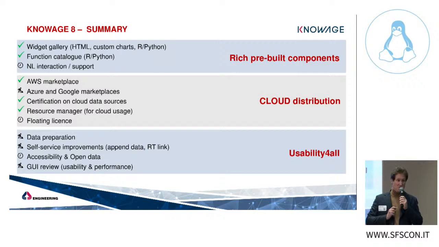Speaking about OW2 series, here you can see a summary of the main pillars we are working with. As you can see, some capabilities are already implemented, other ones are in progress, and other features are in our to-do list. The main pillars are: the first one is about pre-built components, the second one is about cloud distribution, and the third one is about usability.